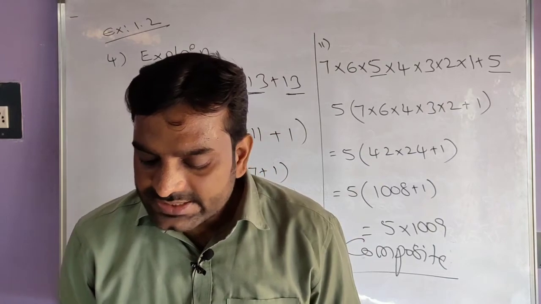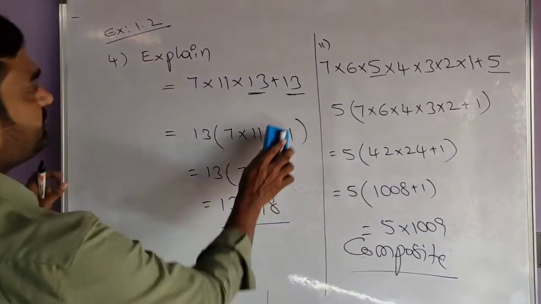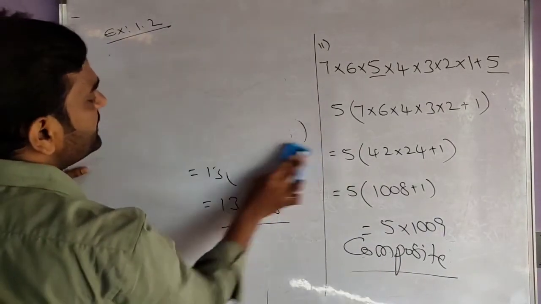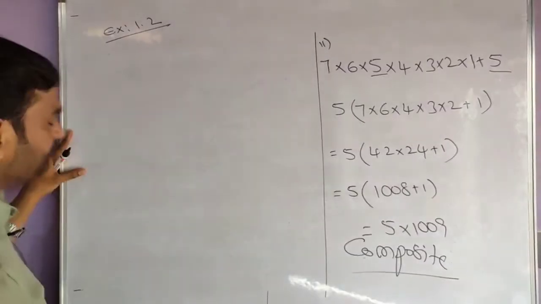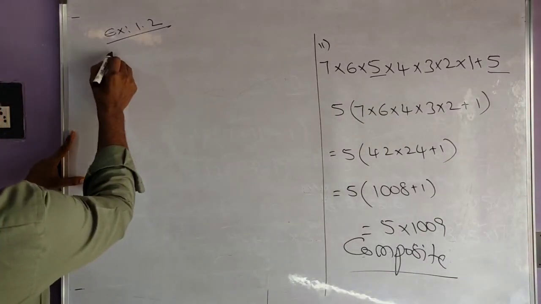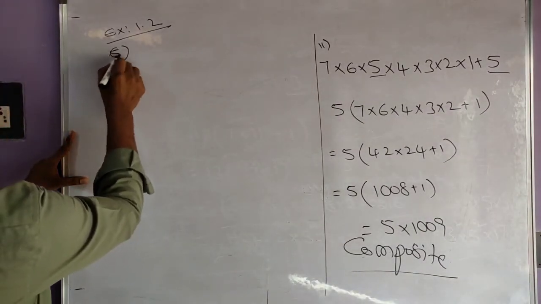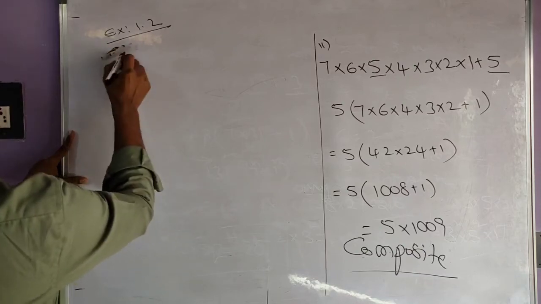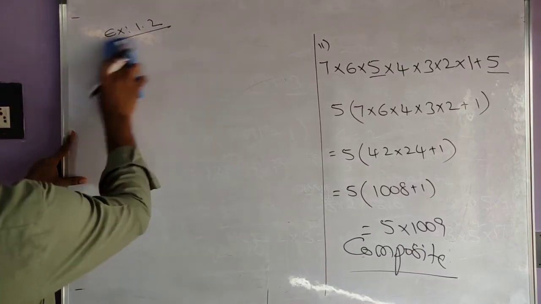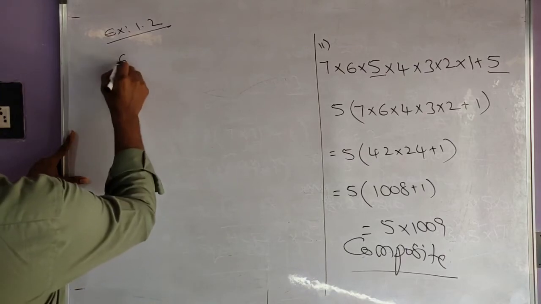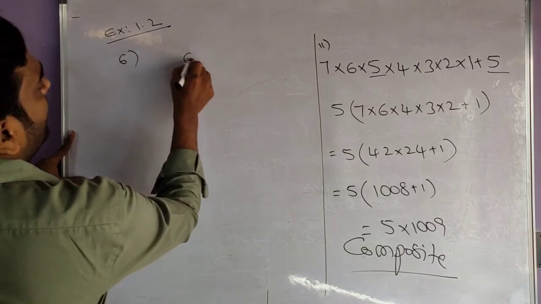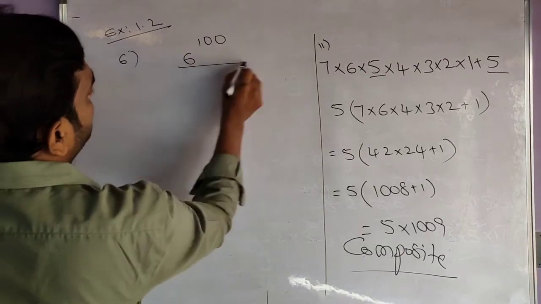Next, coming to the last problem in this exercise, the sixth problem. What is the last digit of 6 power 100?